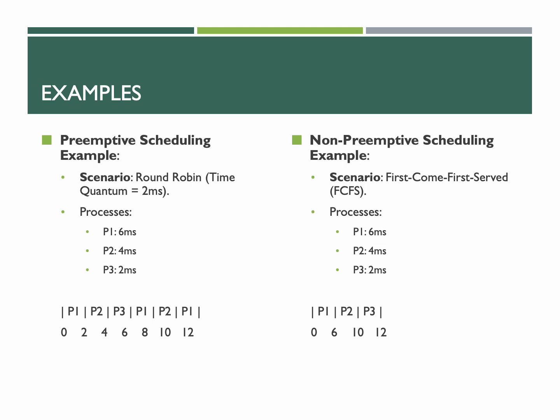So we'll see some real examples here. First, the preemptive scheduling scenario: we are using the round robin algorithm with a time quantum of 2 milliseconds. We have three processes with 6 millisecond, 4 millisecond and 2 millisecond burst times. P1 executes for 2 milliseconds, remaining 4 milliseconds, and then P2 executes for 2 milliseconds, remaining 2 milliseconds. P3 executes for 2 milliseconds, which completes the task, and then it resumes P1 for another 2 milliseconds, and P2 resumes for another 2 milliseconds.